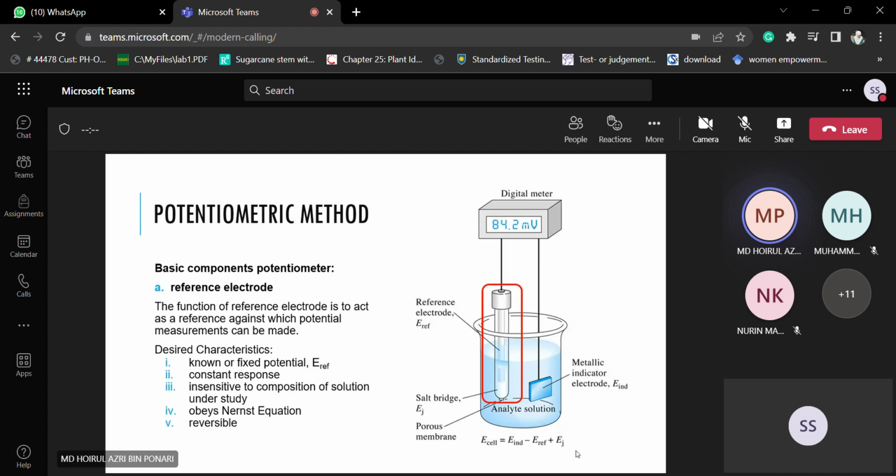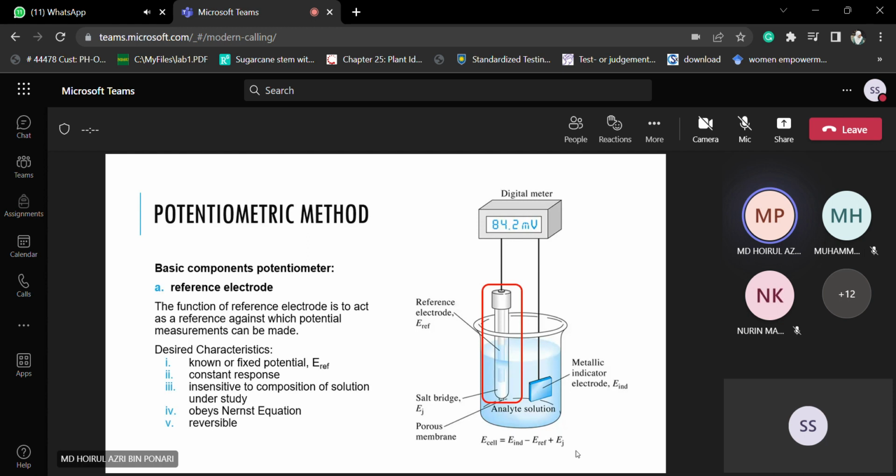So the function of the electrode is to act as a reference against which potential measurements can be made, okay? So for example, in a pH meter, we have silver chloride as a reference electrode, okay? So the reference electrode must have certain desired characteristics in order for these elements to be used as a reference electrode.